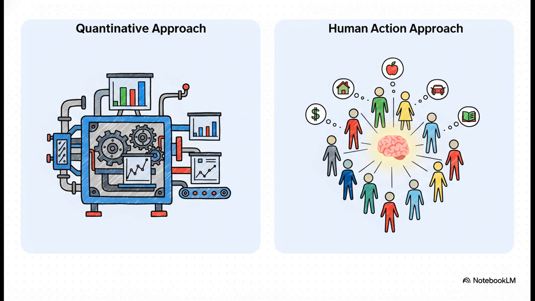But then on the other side, you have the human action approach. This comes from the Austrian School of Economics, and its core idea is actually really simple. Only individuals act. The economy isn't some machine. It's just what happens when billions of real people make purposeful choices.